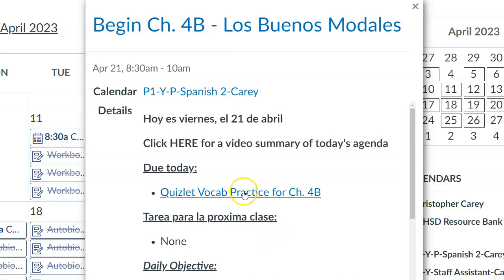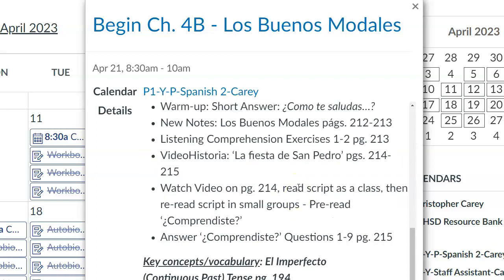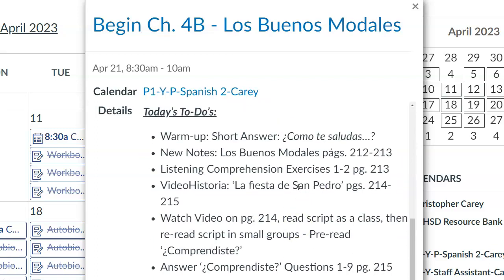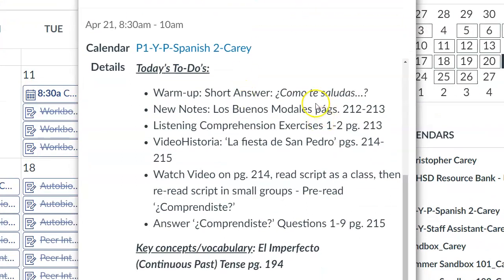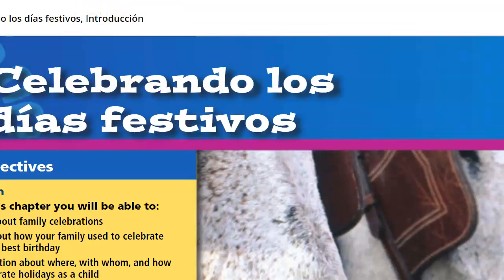Your only homework was the Quizlet vocab practice for Chapter 4B. You do not have any homework for the holiday weekend. Short answer question for your warm-up for today. ¿Cómo te saludas? We'll get to that here in just a moment. We're going to take new notes on Chapter 4B that we're going to be starting today.